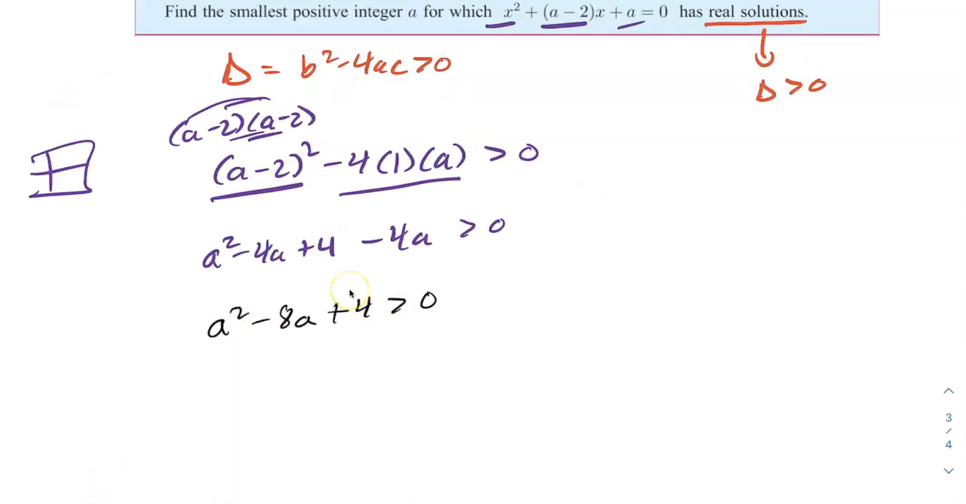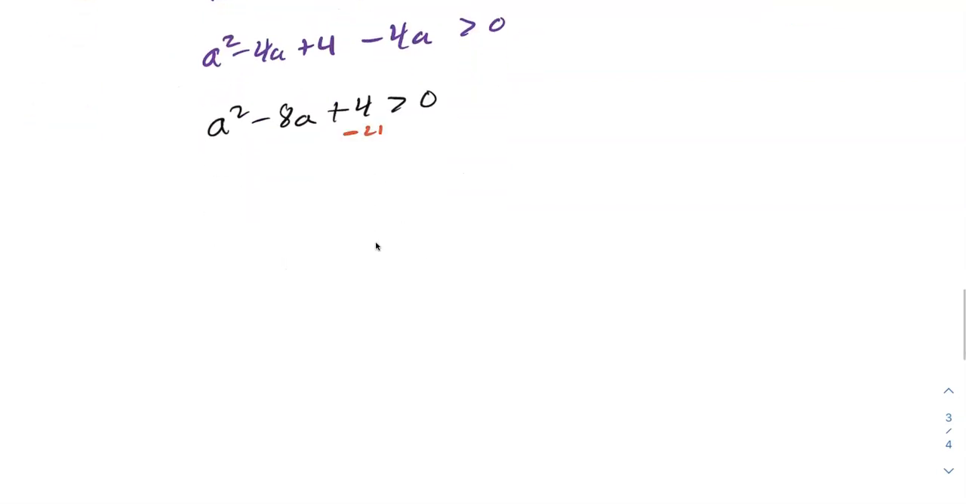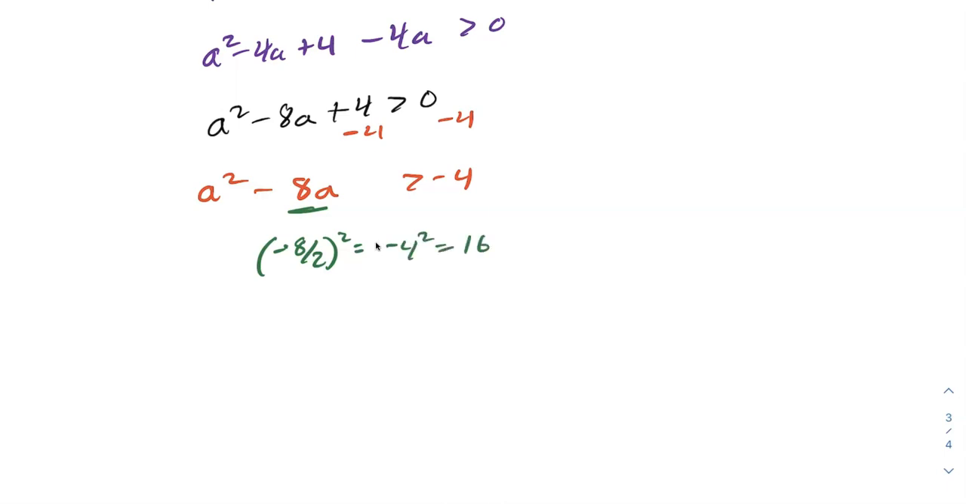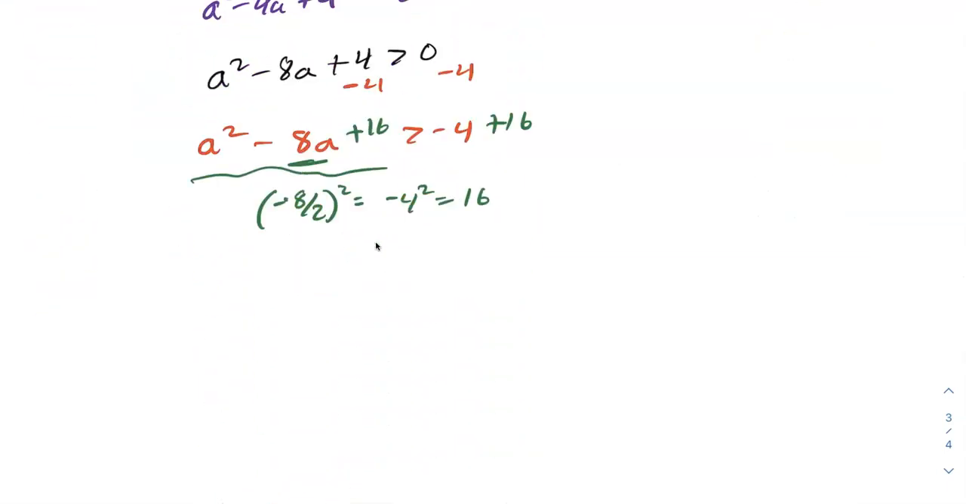Let's solve this. There are lots of ways. It doesn't factor. You can do the quadratic formula. We can complete the square. It's been a while since completing the square, so I'm going to complete the square. I'm going to subtract 4 from both sides. a squared minus 8a is greater than negative 4. Then we take the middle term, divide by 2 and square it, so I get negative 4 squared, which is 16. I'm going to add that to both sides. This side factors to get me (a minus 4) squared, greater than 12.